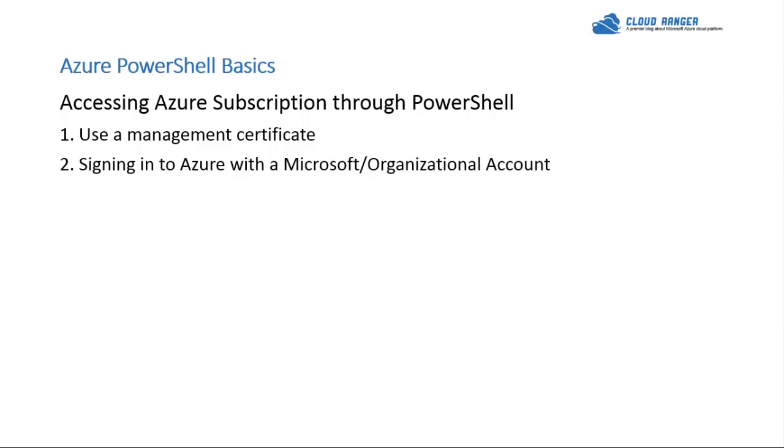So the idea is that you want to go to Azure PowerShell and connect to your account or your subscription to perform functions on that subscription. And there are really two methods to do that. The traditional method that has been around for a little while is the management certificate, where you download a publish setting file, or the publishing profile of your subscription, and you import it to Windows PowerShell, and then PowerShell knows which subscription it is connected to.